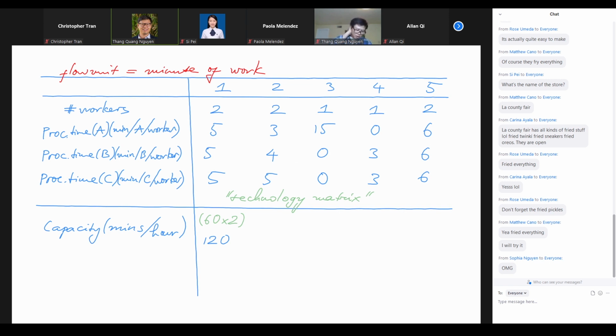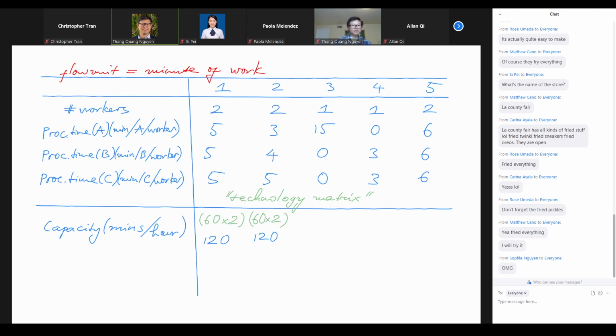So that's the capacity at station number 1. By the same token, we can do the capacity at station 2. There are two workers, right? Each one of them works for 60 minutes in 1 hour. So 60 times 2, then we have 120 minutes.